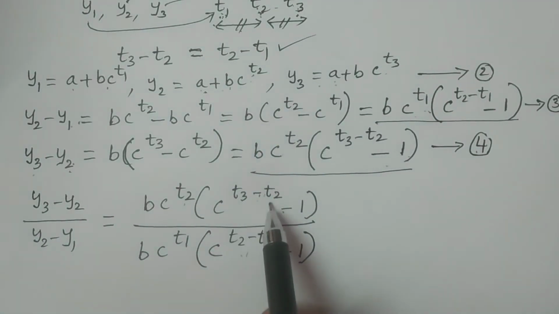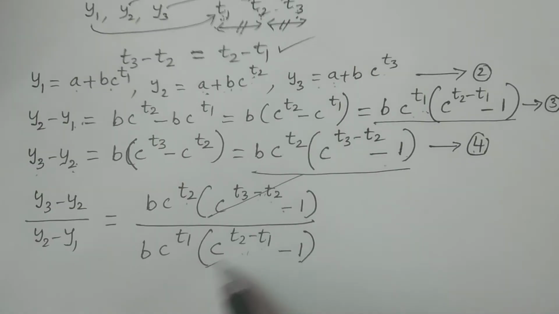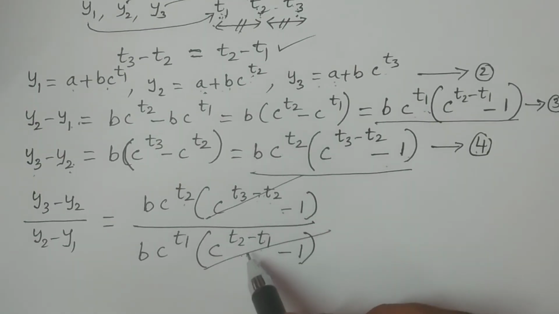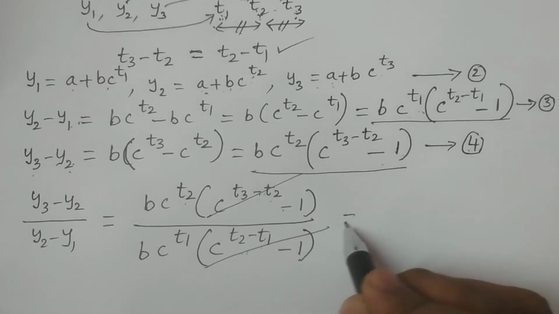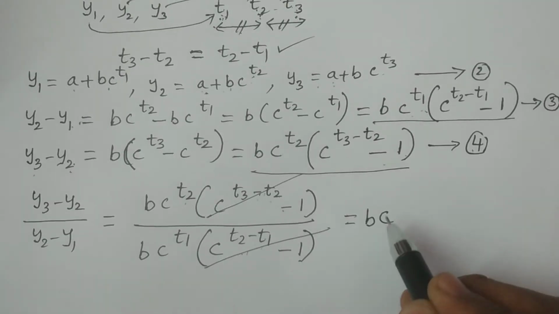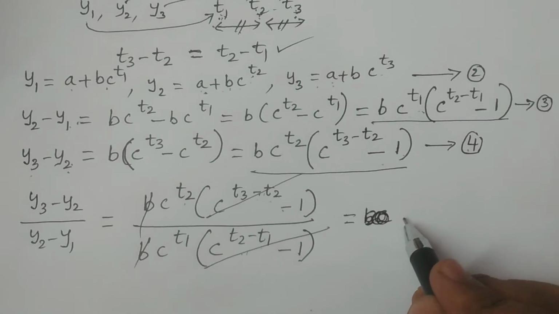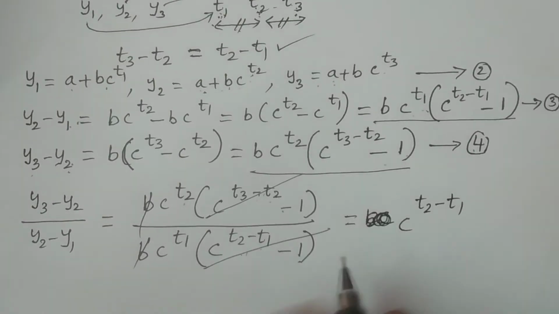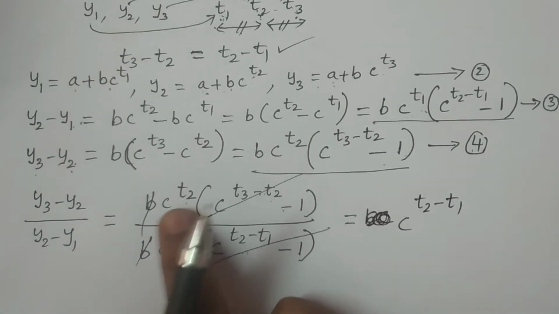Therefore, t3 minus t2 and t2 minus t1 are same. Therefore, this entire term will get cancelled. Since t3 minus t2 is equal to t2 minus t1, we have only this particular term, which is equivalent to b into c power, b will get cancelled, I am sorry, b will get cancelled, therefore it is equivalent to b c power t2 minus t1. This is also c power t2 minus t1.